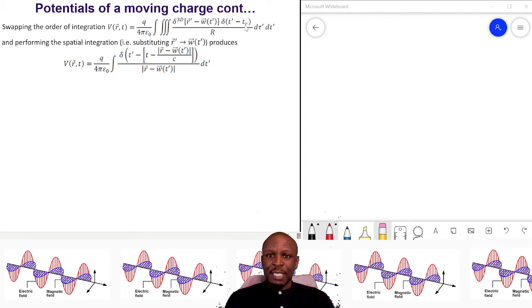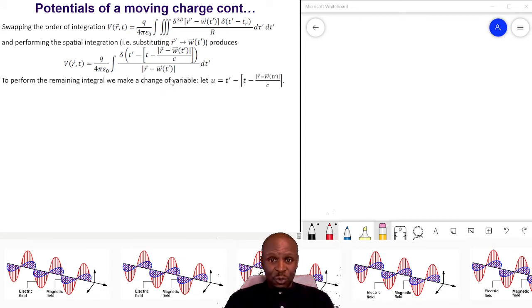And we know what the retarded time is. The retarded time, therefore, will just be written in terms of this whole equation here. Right? The magnitude of r is nothing else but just given by this, as I've shown you. Right. Now to perform the remaining integration, we make a change of variable.